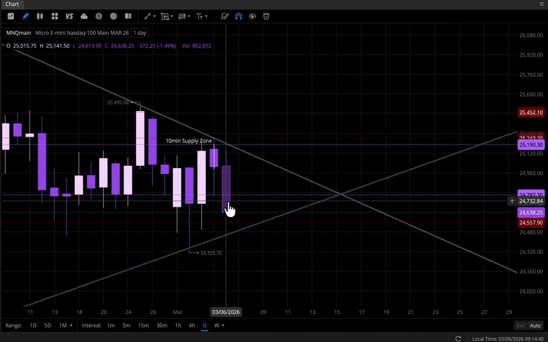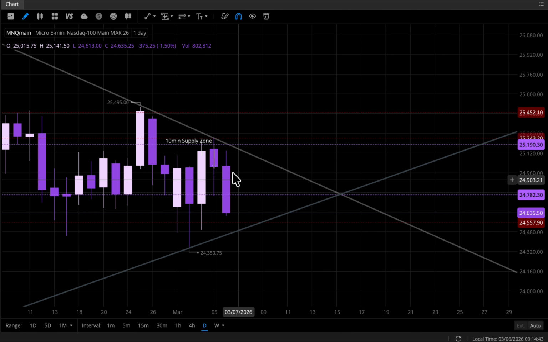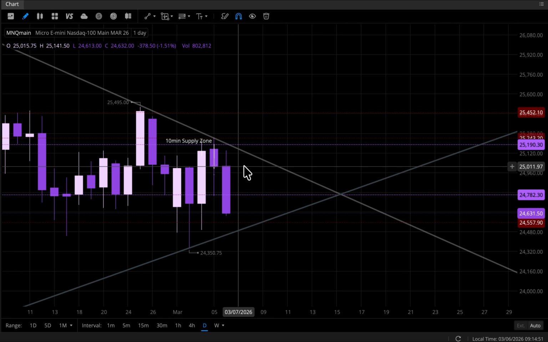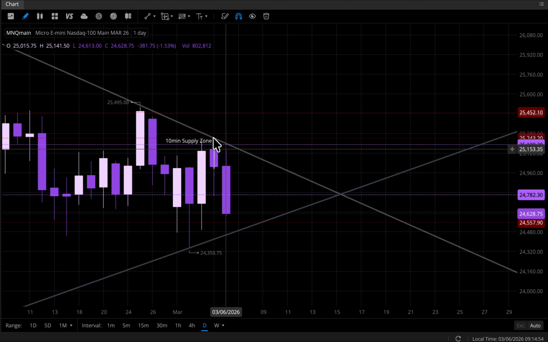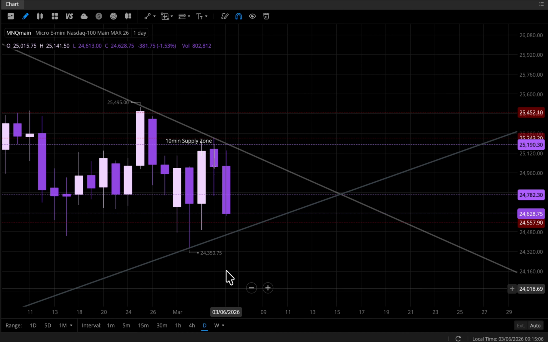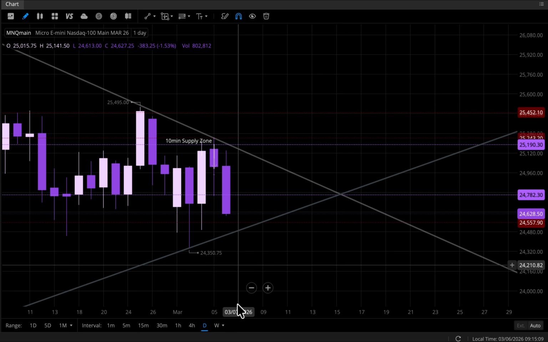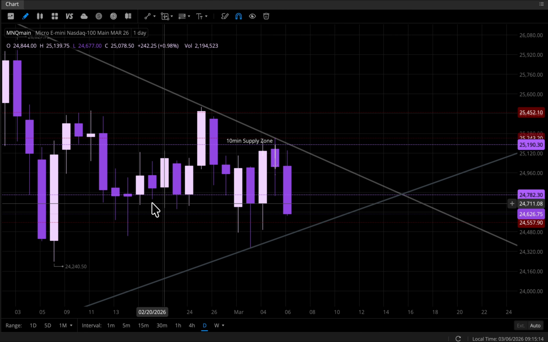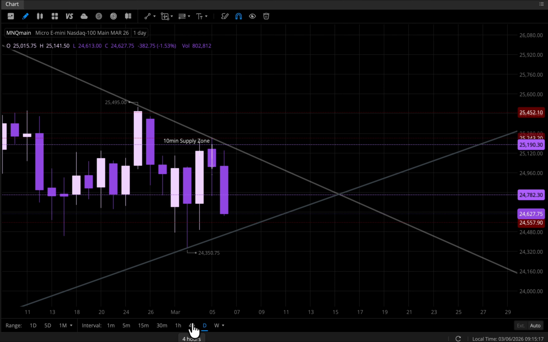But then overnight, we opened here and price came all the way down here, which is what I predicted. So that's pretty cool to see. So we have a lot of selling pressure. We do have resistance right here, and we have a trend line right here. So not too sure how much farther price is going to go down before it starts either going back up, or it could potentially break this trend line, but I doubt it. At least not today. Soon, but not today.